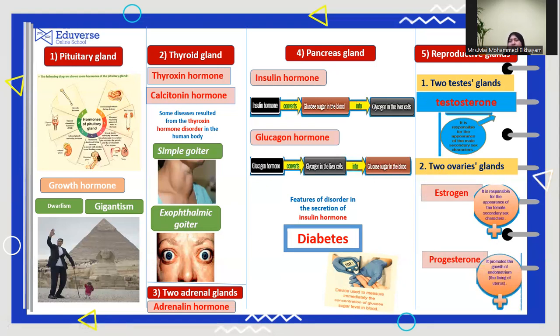What is endometrium and what is uterus? Uterus is the place where the baby is formed inside the mother. So the lining of this part is called the endometrium.